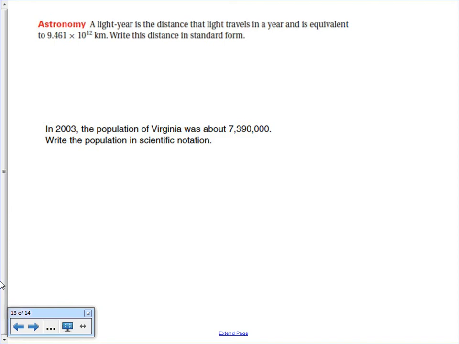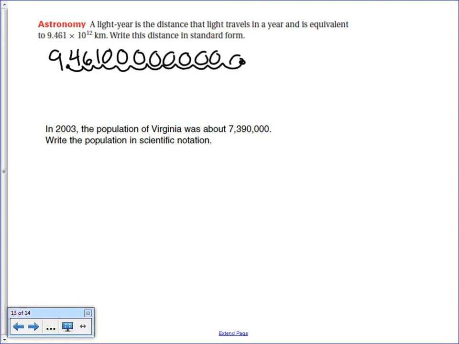A few more. A light year is the distance that light travels in 1 year and is equivalent to 9.461 times 10 to the 12th kilometers. Write that in standard form. We'll start off with a 9.461. I need to start with this decimal place and move it over 12, because I got a 10 to the 12th. 1, 2, 3, 4, 5, 6, 7, 8, 9, 10, 11, 12. And fill in those zeros. So that is 9,461,000,000,000 kilometers.